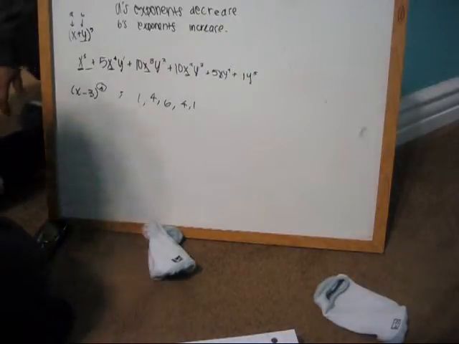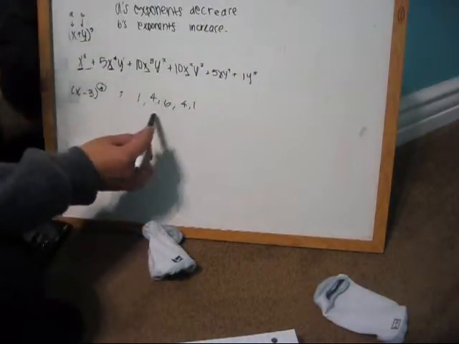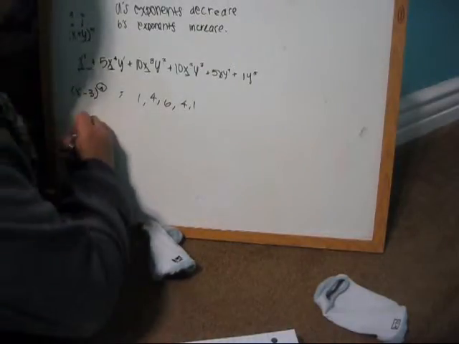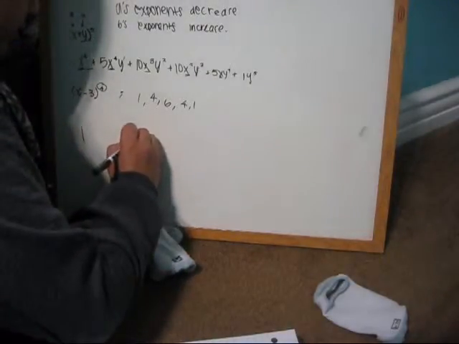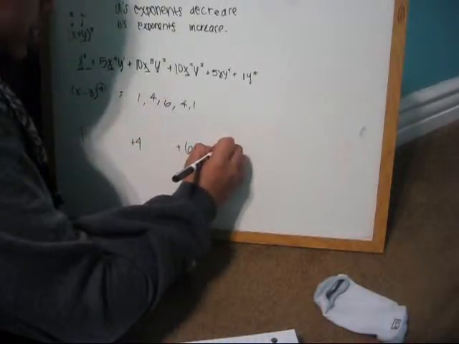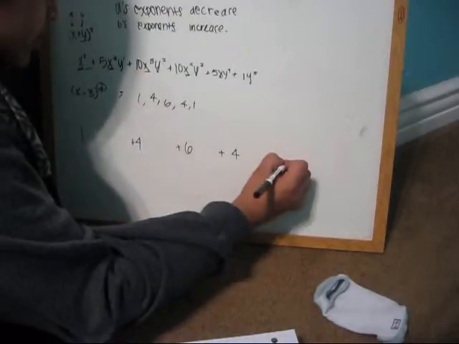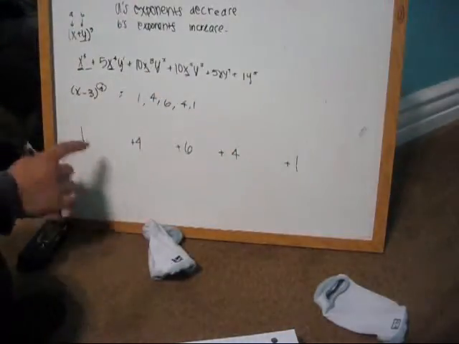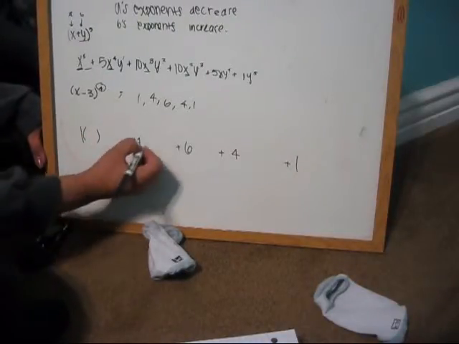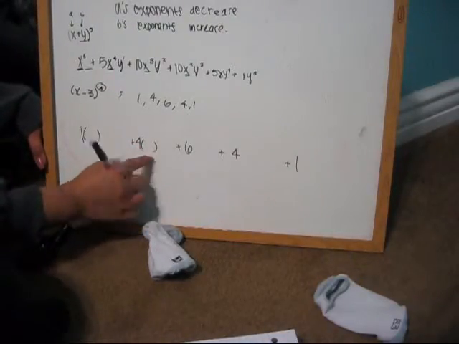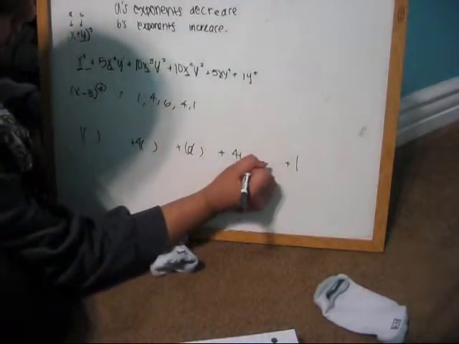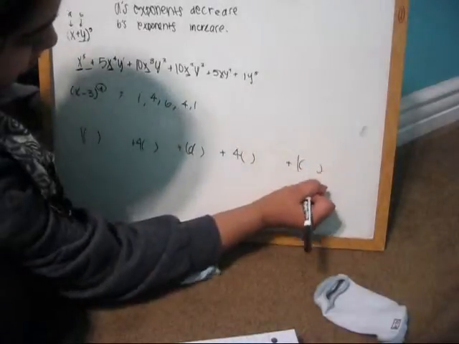Anyways. So then you have 1, 4, 6, 4, 1. Now you're going to write this out: 1 plus 4 plus 6 plus 4 plus 1. Now you put in your parentheses. This is your A, this is your A, this is your A, this is your A, and this is your A.